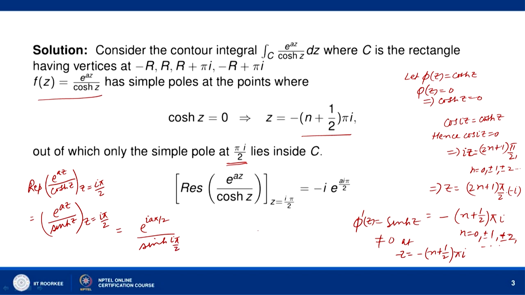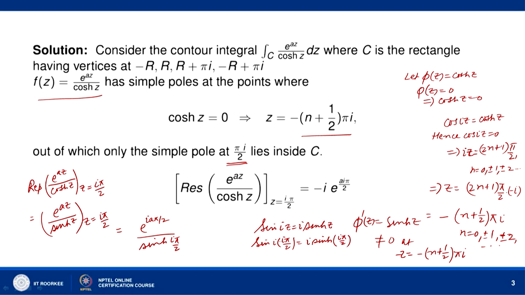Now, let us recall that sin(iz) equals i sinh z. So when you put z as i pi by 2, what we get? sin(i into i pi by 2) equal to i sinh(i pi by 2).